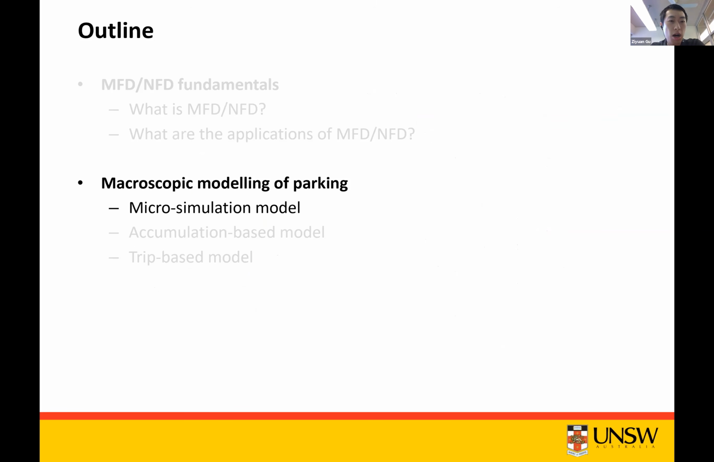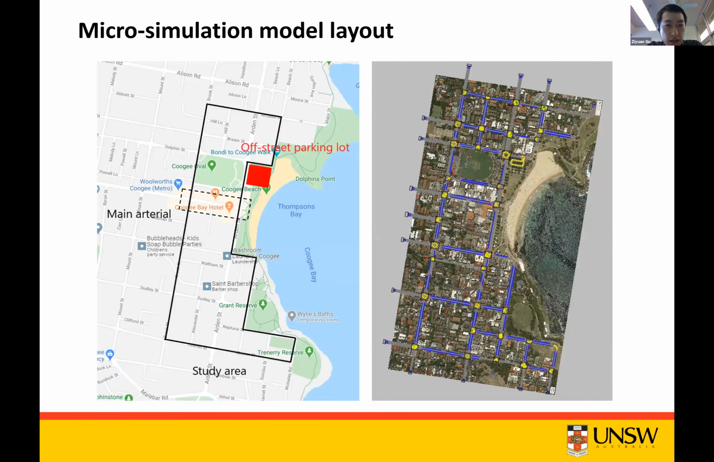First, we have developed a microsimulation model in Vism to study parking behavior. This is the study area, which is in Coogee in Sydney. The study area is bounded by the black lines, and of course you can see there is an off-street parking lot, denoted by the red rectangle or square.